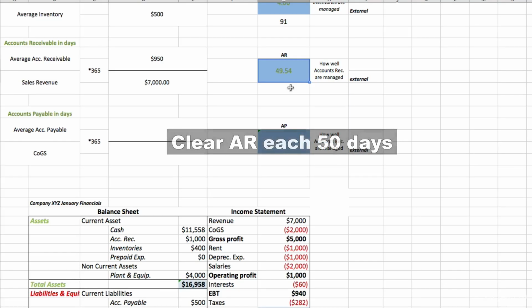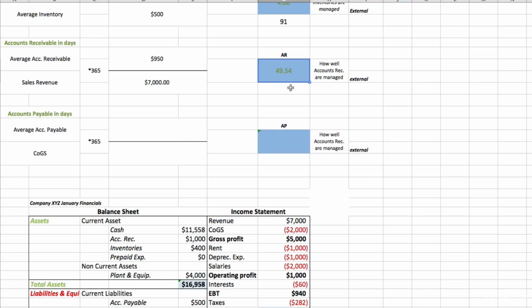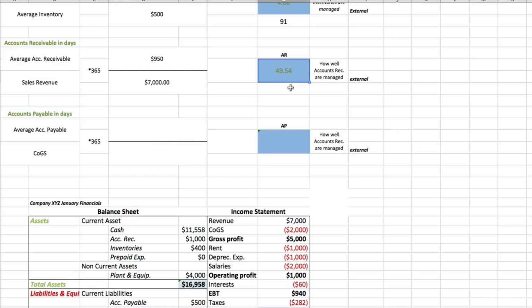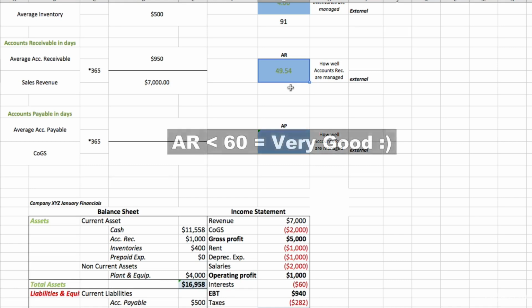Now, remember that the AR is the money that our customers have to pay for the service or good that we already provided, but they didn't pay yet. It means that those customers bought on credit and therefore they owe us money. Now, usually an AR which goes below 60 days is a very good sign. It means that the company is efficiently managed and we are able to make sure that our customers pay.